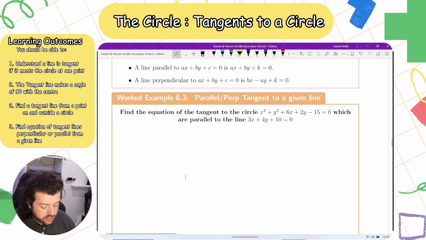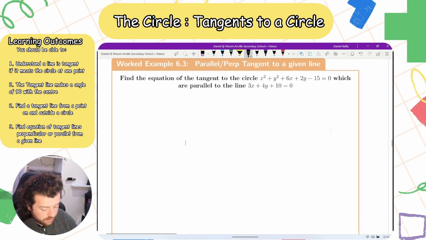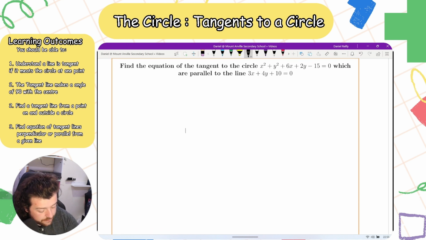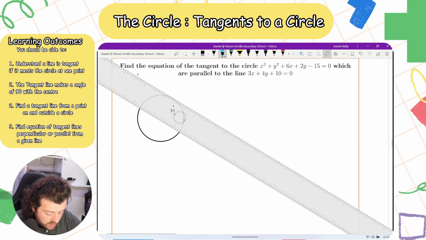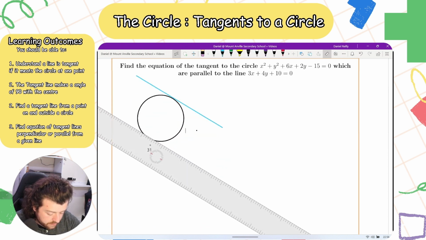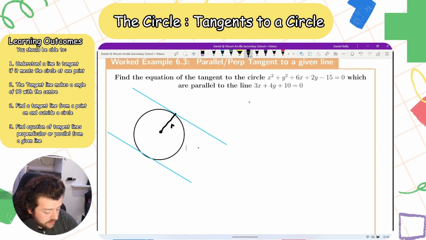So find the equations of the line tangent to the circle, which are parallel to the line 3x plus 4y plus 10. So what's happening here? I have a circle. Boom. I'm going to have two equations that are now two tangents that are parallel. So it's going to look like this. Now, I know from my center point to one of these lines is going to be my radius.